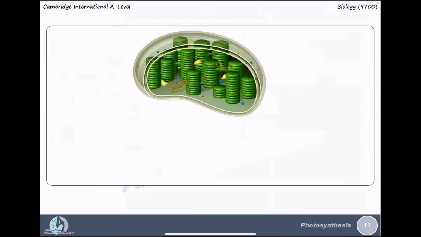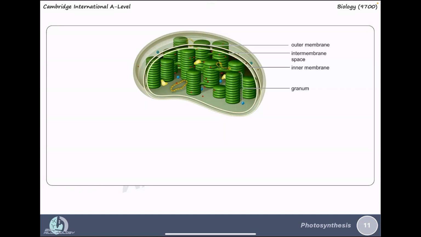Let us look at the structure of the chloroplast. First of all, the outer membrane, the inner membrane, and the space between these 2 membranes is known as the intermembrane space.